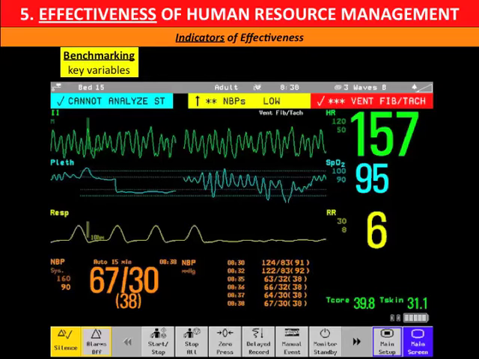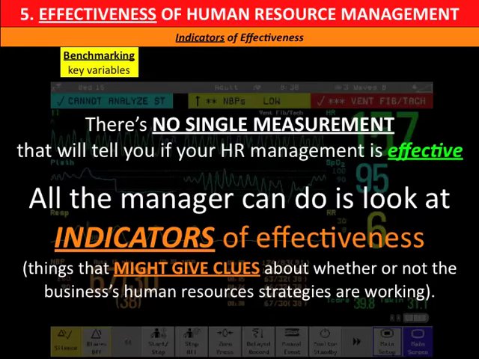Someone with a good heart rate might not have a good respiratory rate, or might not have good oxygen stats or something. So you really need to look at all these different benchmarks. And these are the key variables. These are the main things that you need to look at for telling whether it's actually working or not. So if you've tried a new treatment or something, that's how you would do it. So like I said in the last video, there's no single measurement that's going to tell you whether your HR management is effective. You need to look at indicators.